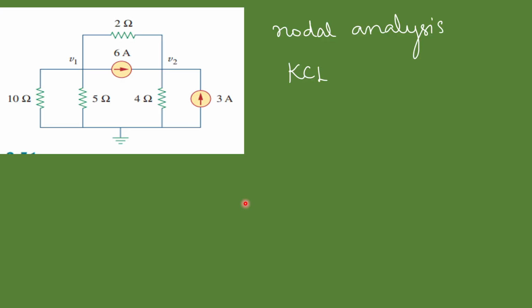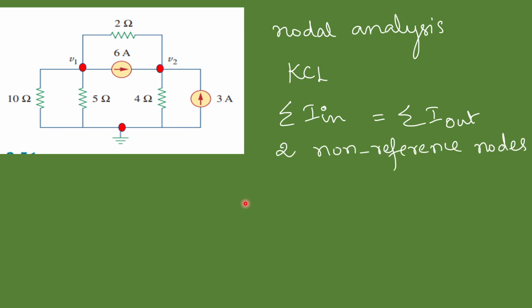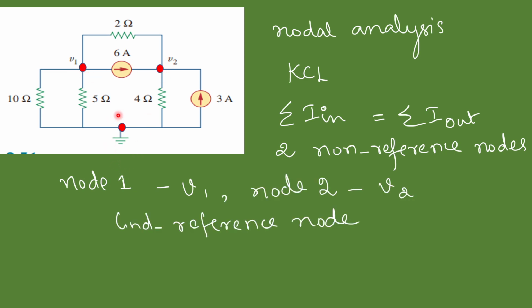So we are going to apply KCL, that is, the summation of incoming current is equal to the summation of outgoing currents. That is Kirchhoff's current law, isn't it? So we are going to apply it. Here we have two non-reference nodes. These two are the non-reference nodes. This node 1 voltage is V1 and this node 2 voltage is V2. And this ground is the reference node.